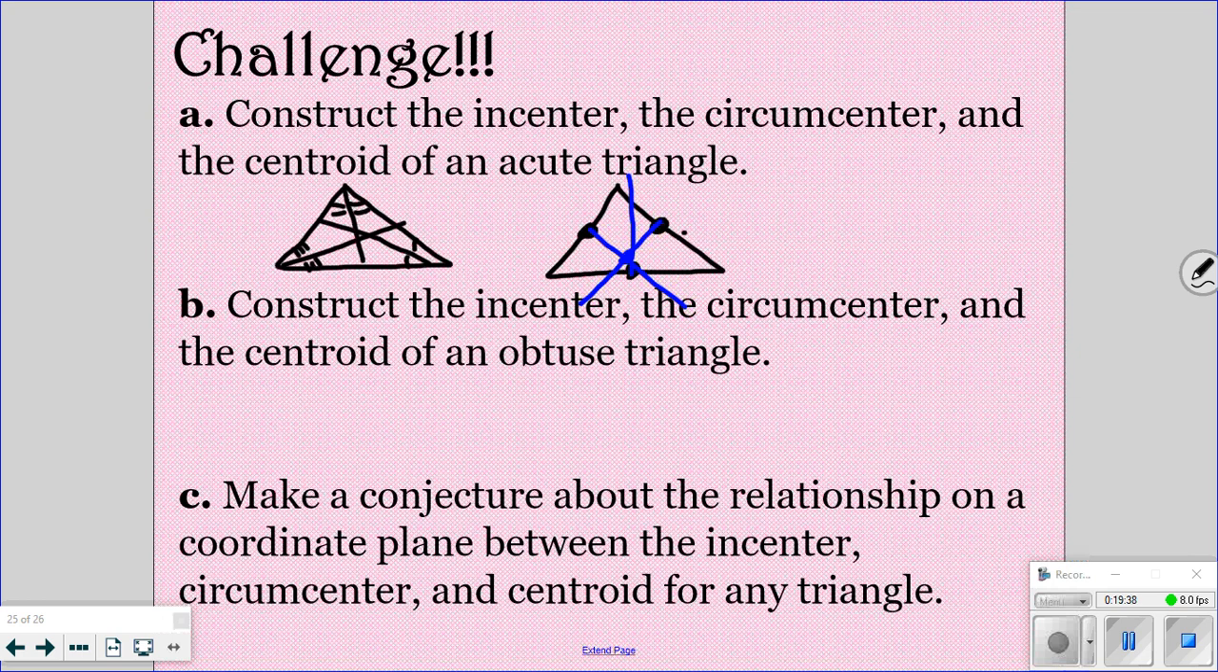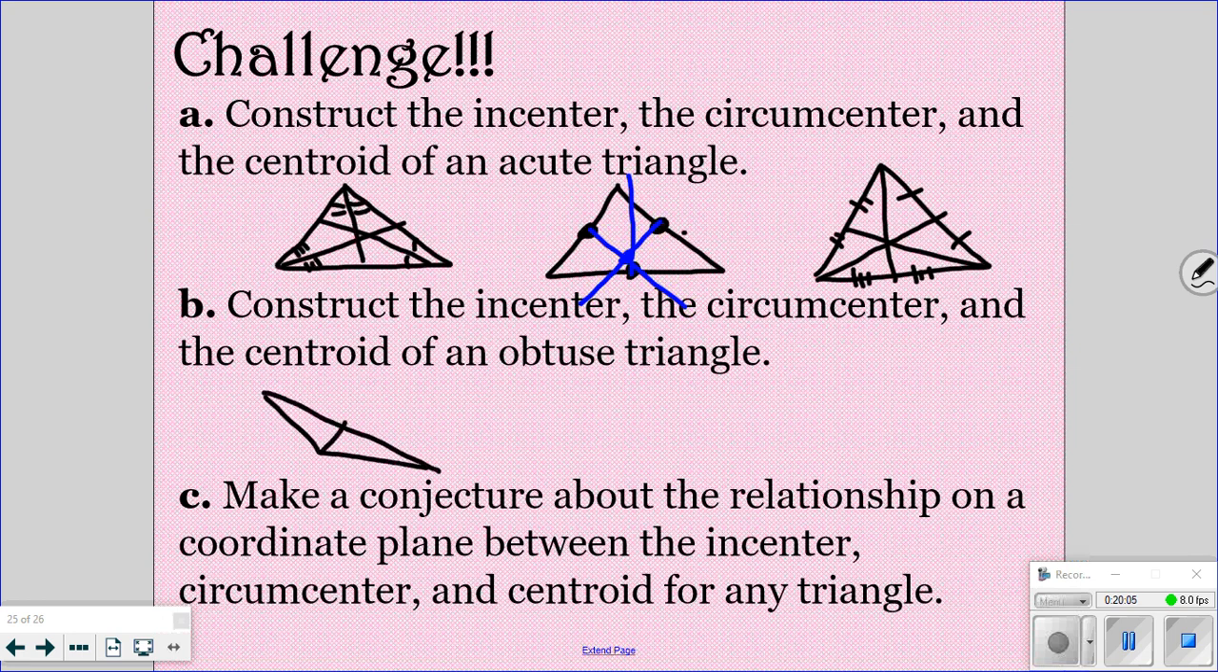And then the centroid is where your medians intersect. So you always start at a vertex for those. And then you would just show that these are congruent, and these are congruent. That would be for your acute triangle. The obtuse triangles are a little bit harder to do. So bear with me as I try to draw them.